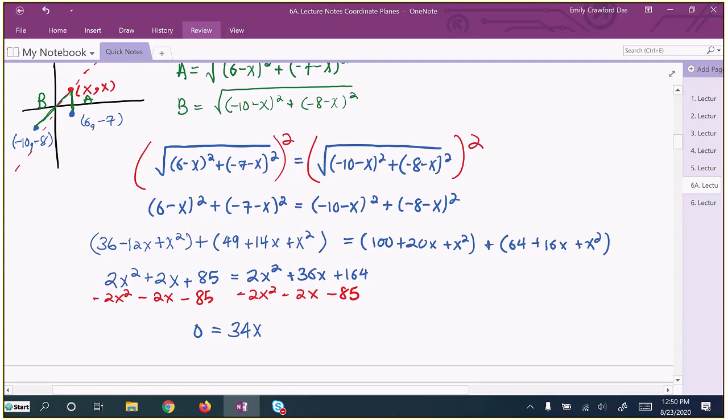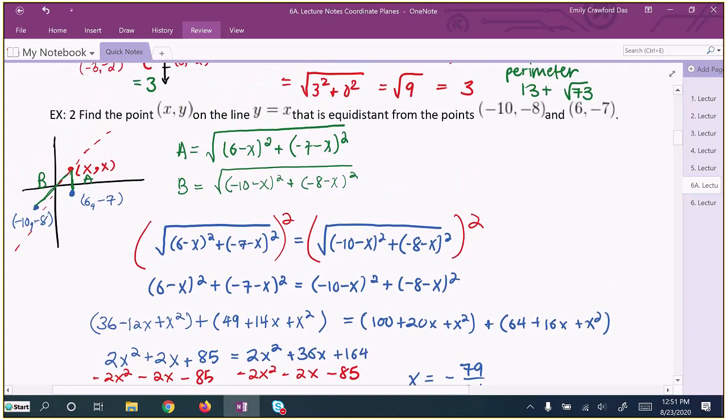So 164 minus 85, that should be plus 79. 164 minus 80 is 84, minus 5, 79. Okay, then last thing I want to do is solve for x. So let's move 79 over. I get to say this is minus 79 equals 34x. And then x will be equal to minus 79 over 34.